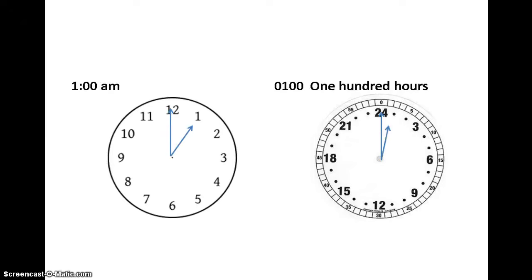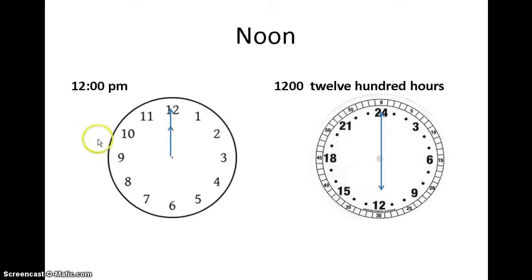So 1 hour after midnight, 1 a.m. or 0100 hours, 2, 3, 4, 5, 6, 7, 8, 9, 10, 11. Now wait for it. It's noon. That means that we switch in the standard time from AM to PM. Notice not such a big change with the military time. The clock is halfway around, whereas with the standard time we've made a complete rotation.